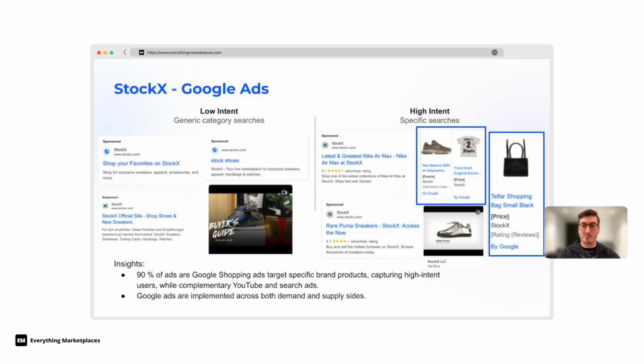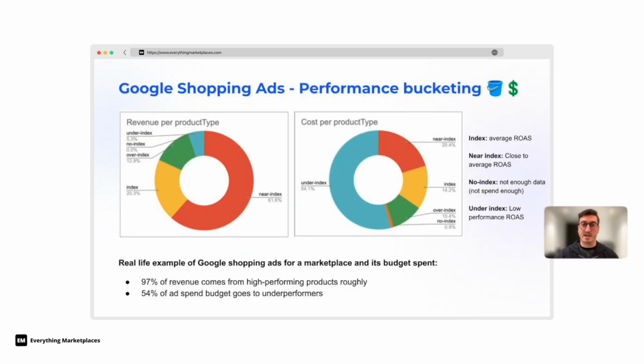And here are a couple more examples, also with StockX. One example here of low intent over high intent. On the high intent, we have circled in blue the shopping campaigns. In this case, they have a lot of shopping campaigns, more than 90% of the ads are shopping campaigns. And here I just want to give you a couple of insights on shopping campaigns.